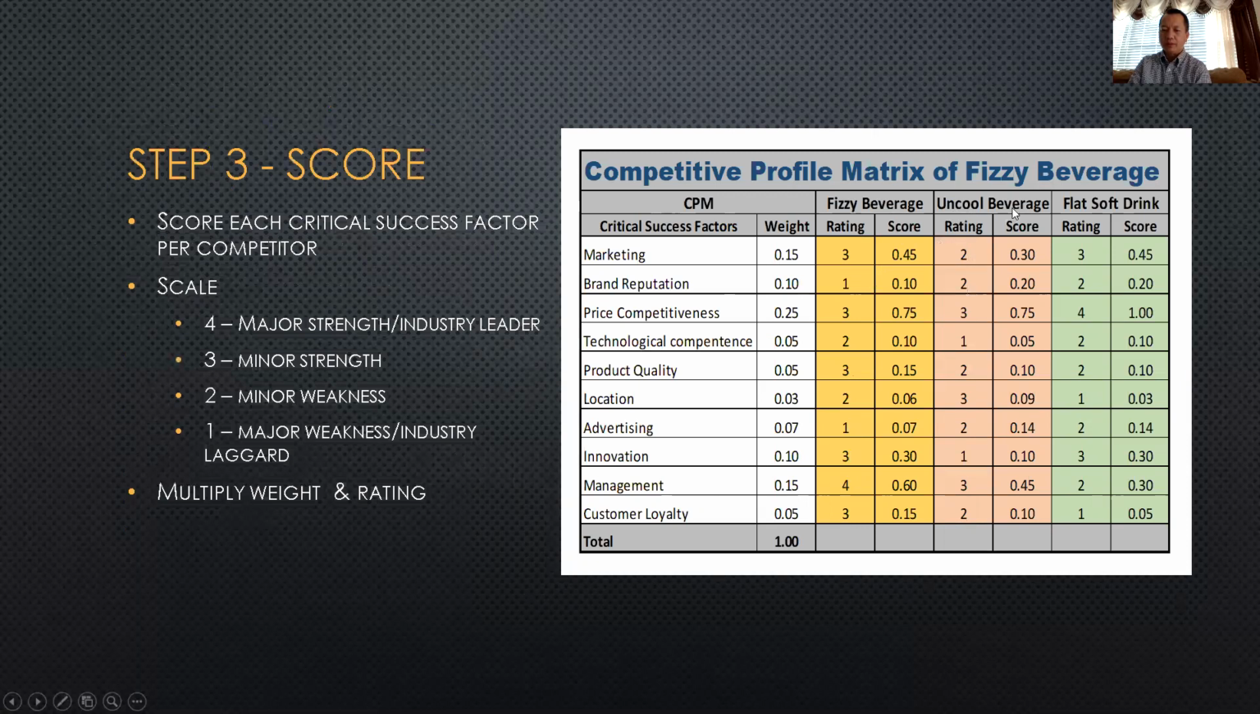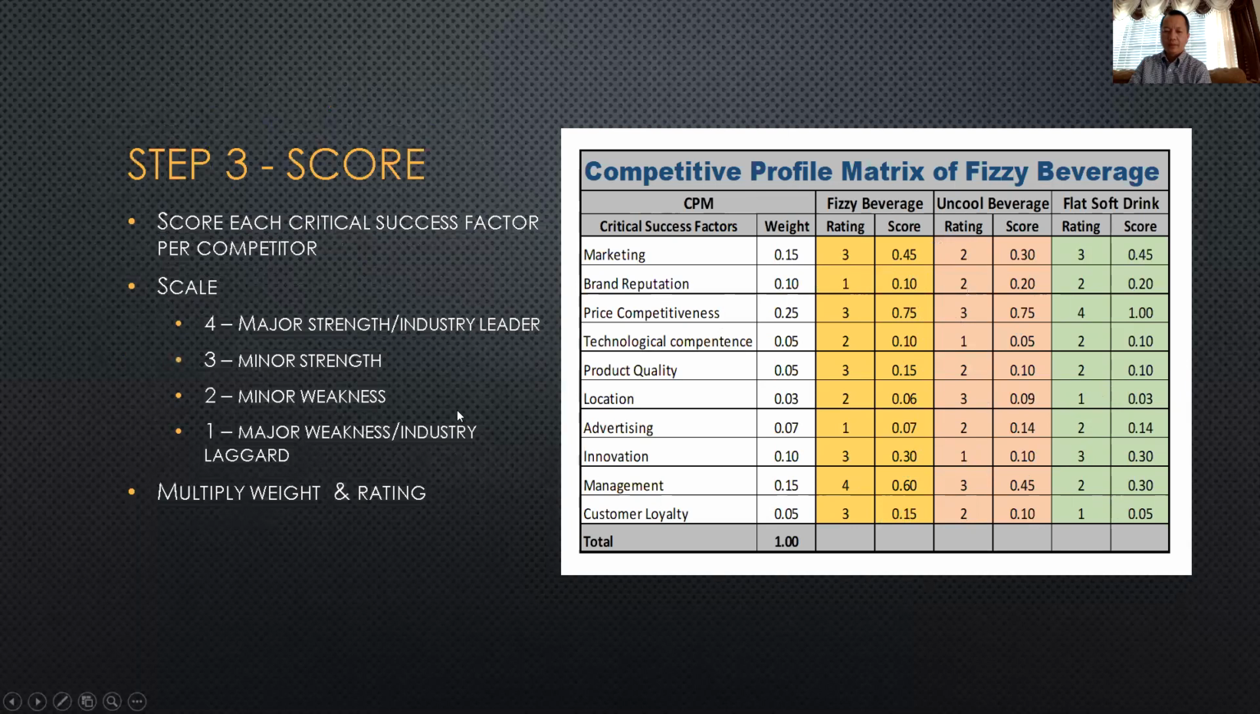So here's Uncool Beverages, and I did the rating down there. And then Flat Soft Drink, and here's their rating. So once you have the rating, all you do is take the rating, multiply by the weight, and you get the score. So 3 times 0.15, you get 0.45, and you do the calculation with all your factors, and you get all your scores here. And it's the same thing for your competitors: you take the rating, times the weight, and you get the score.